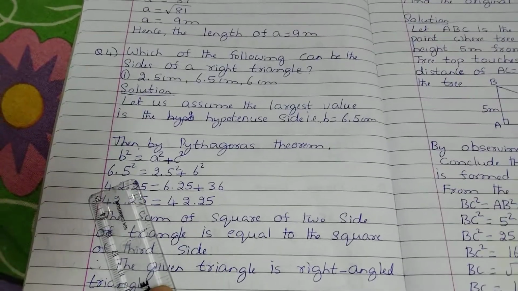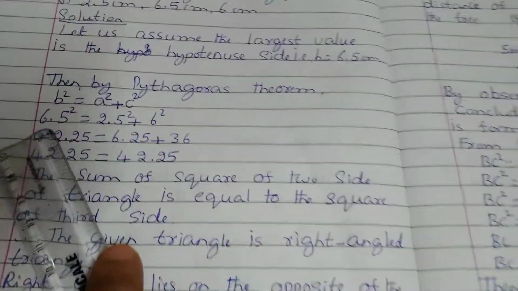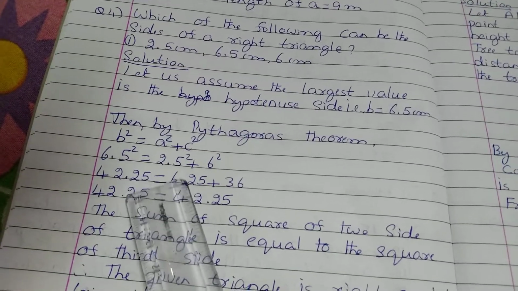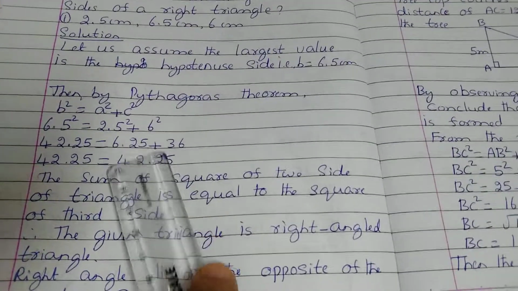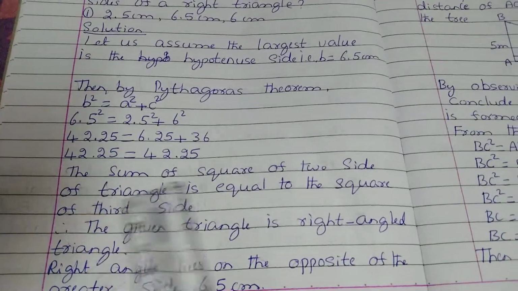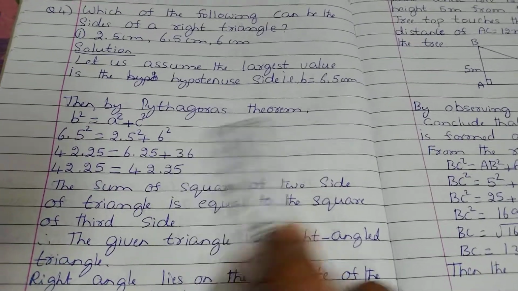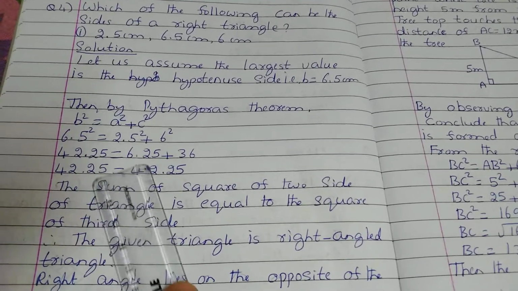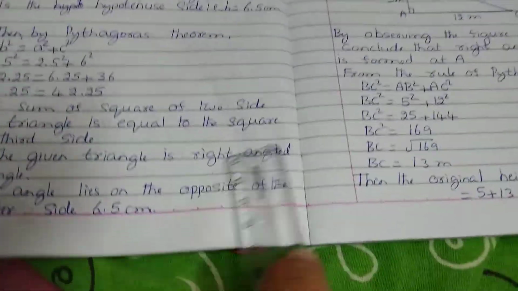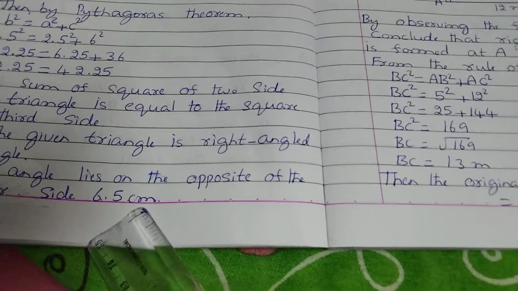So 6.5 square is equal to 2.5 square plus 6 square. Here 6.5 into 6.5 we get 42.25, is equal to 2.5 into 2.5, 6.25, plus 6 sixes are 36. So 42.25 is equal to 42.25. The sum of the squares of two sides of the triangle is equal to the square of the third side. So this is the Pythagorean theorem. Both are the same, therefore the given triangle is a right angle triangle. The right angle lies opposite the greatest side, 6.5 centimeter.